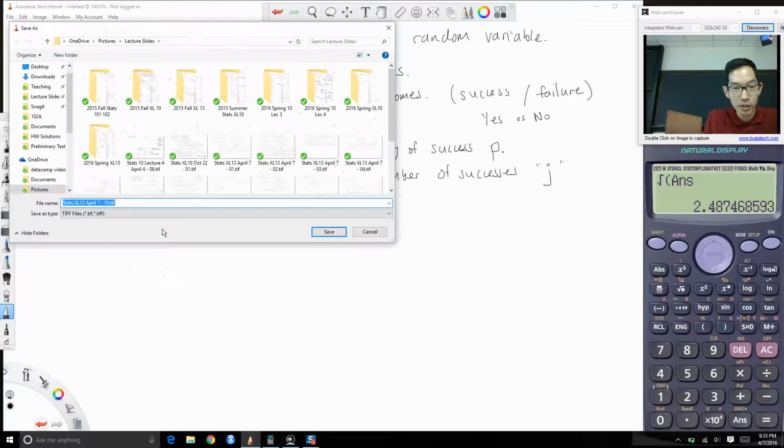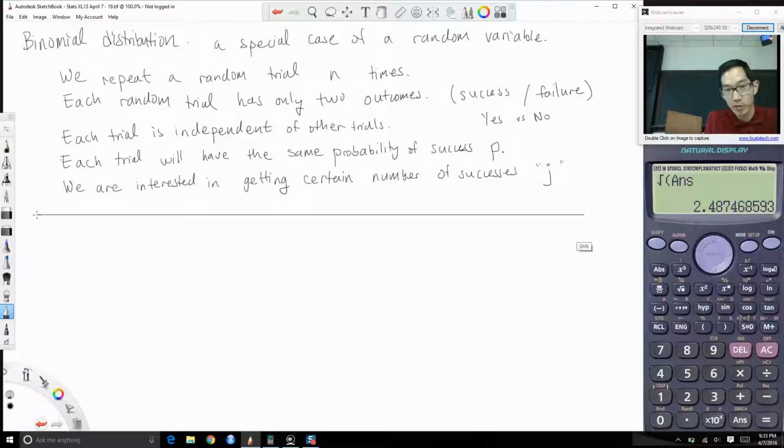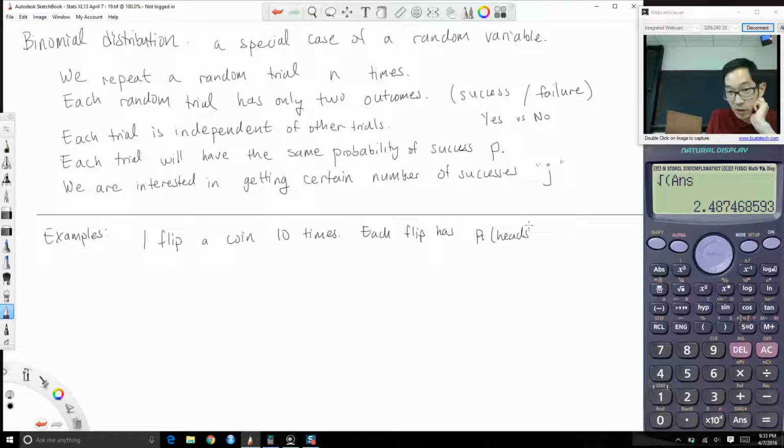Okay, so what are some examples? The simplest example is, I flip a coin 10 times. Each flip has a probability of heads equal to 0.5. What is the probability the coin lands heads 6 times?